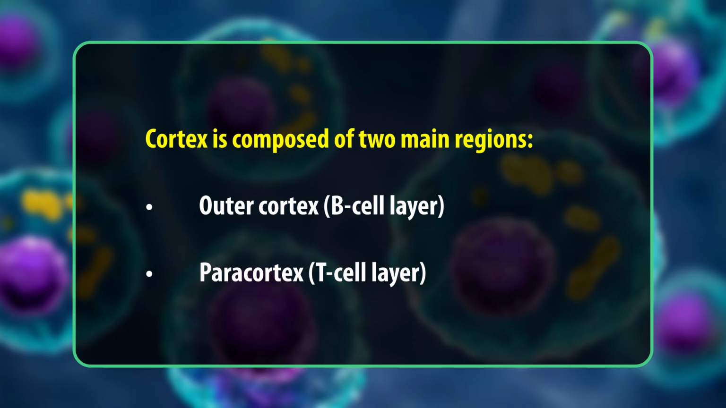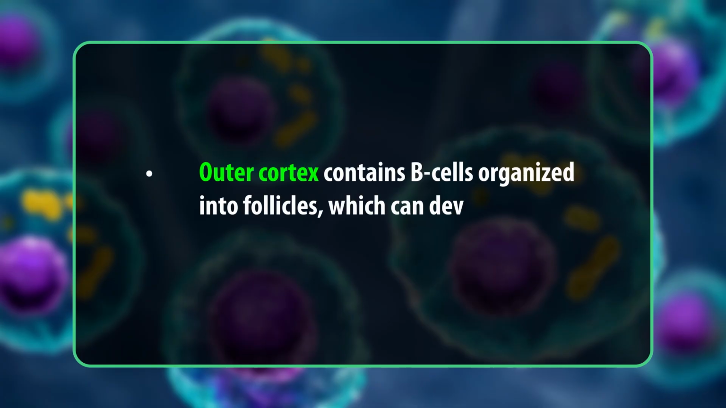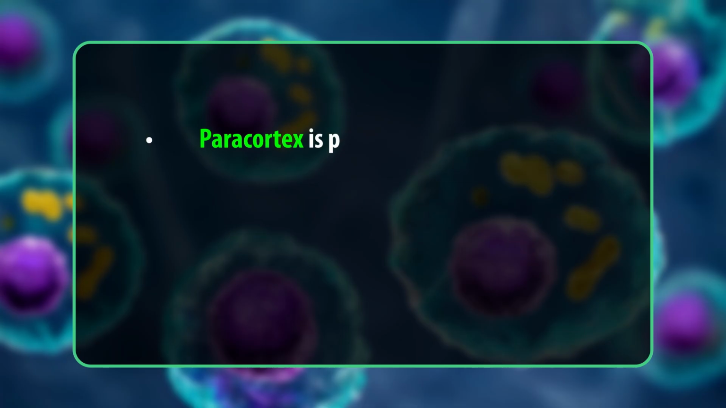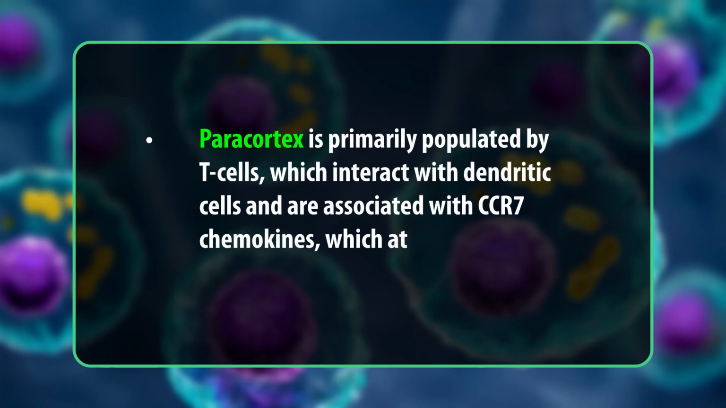The cortex is composed of two main regions, the outer cortex and the paracortex. The outer cortex contains B cells organized into follicles, which can develop germinal centers upon antigenic stimulation. The paracortex, on the other hand, is primarily populated by T cells, which interact with dendritic cells and are associated with CCR7 chemokines, which attract T cells and dendritic cells.